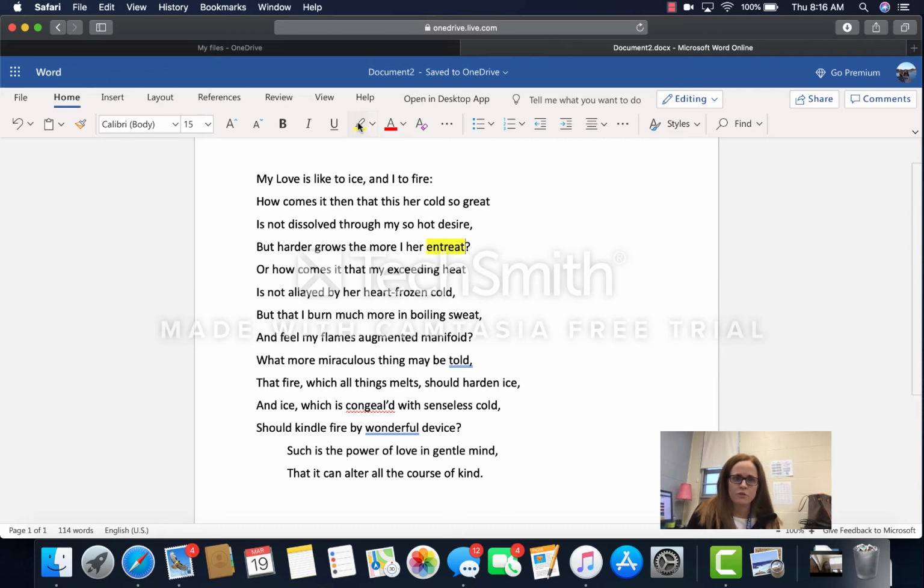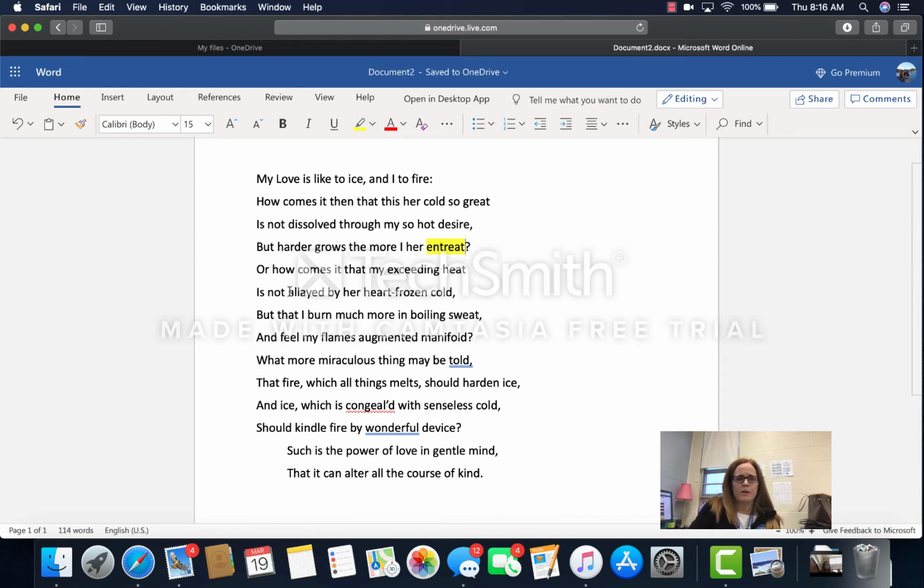Now, the second quatrain would be lines, if you've numbered, 5, 6, 7, and 8. So, line 5 and 6. Or how comes it that my exceeding heat is not allayed by her heart frozen cold? So again, we have another enjambment. I went straight from heat to is. So, or how comes it that my exceeding heat is not allayed by her heart frozen cold?